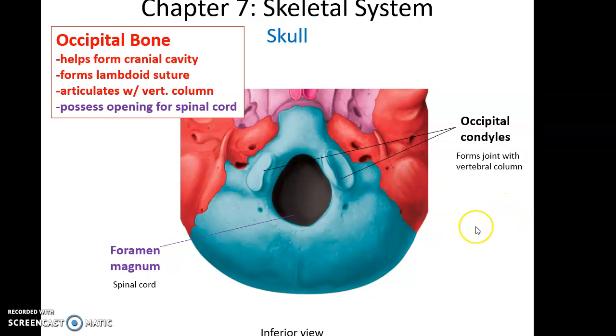Now, when we take a closer look at the occipital bone, we see that it has this large hole. This hole is the opening for the spinal cord. The spinal cord comes out of that, and that hole is called the foramen magnum. Foramen magnum. And then on either side of the foramen magnum are the smooth rounded knobs called the occipital condyles. The occipital condyles are the structures that articulate with, form joints with the vertebral column.